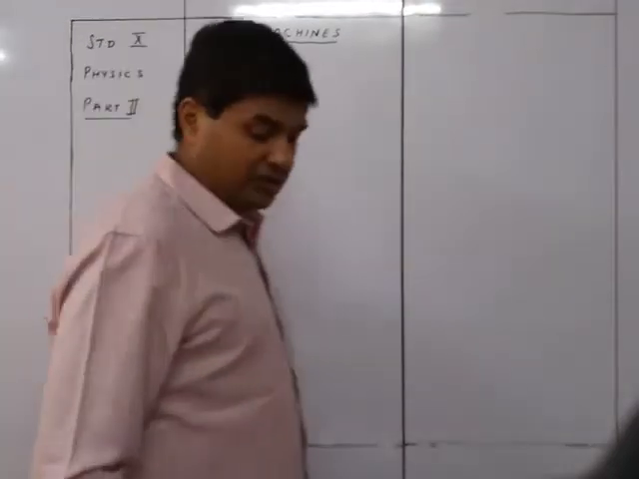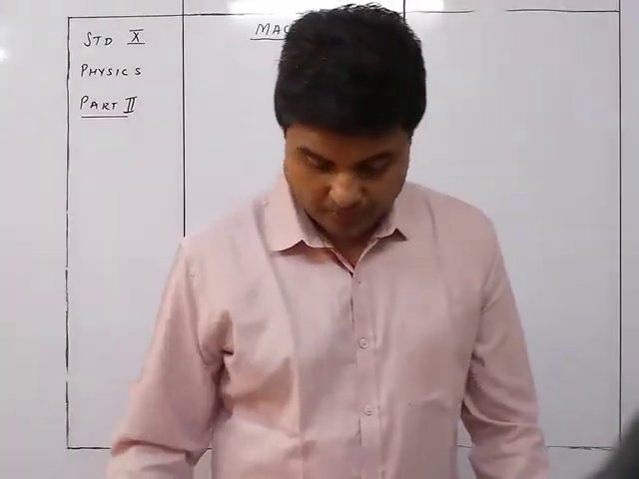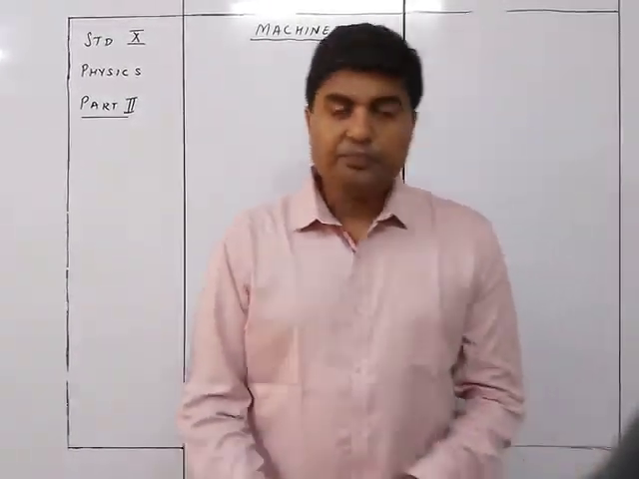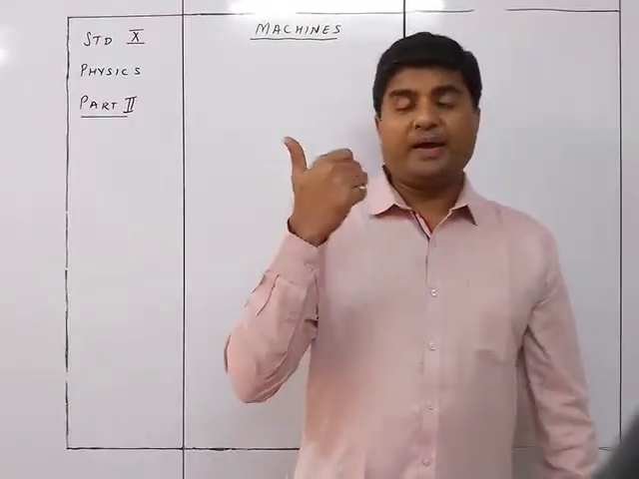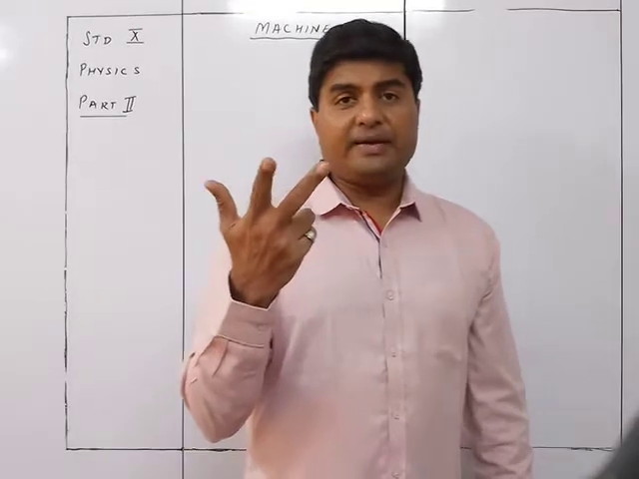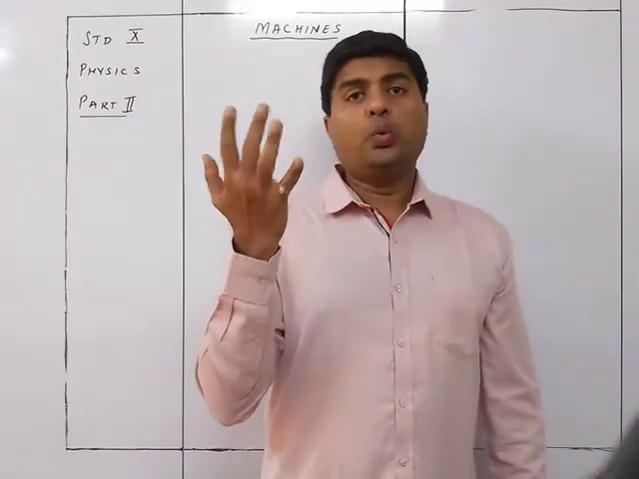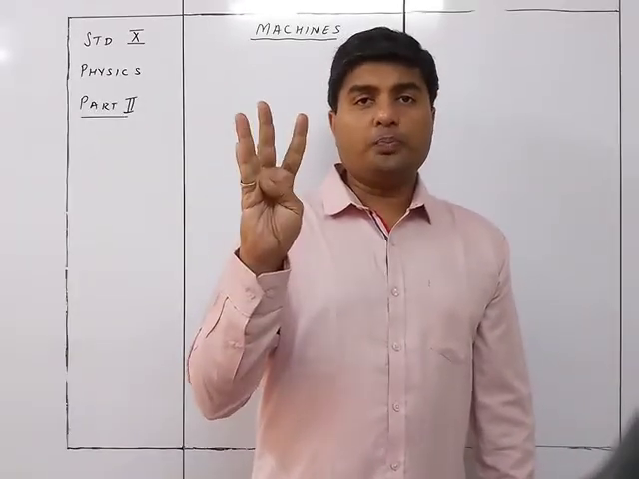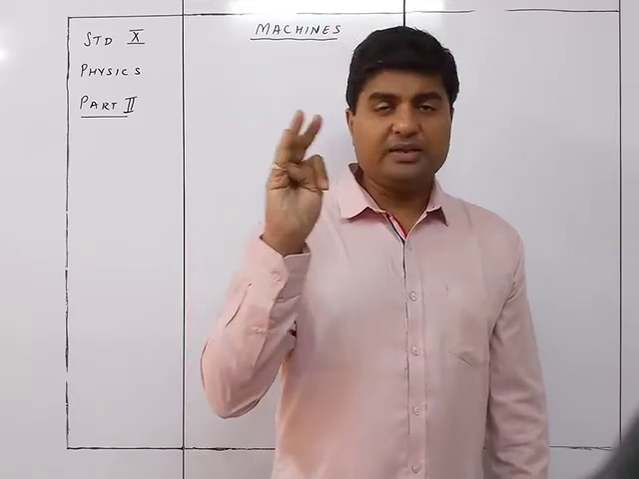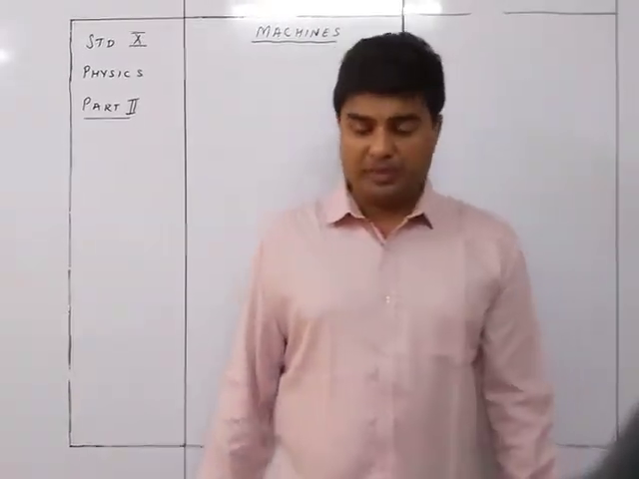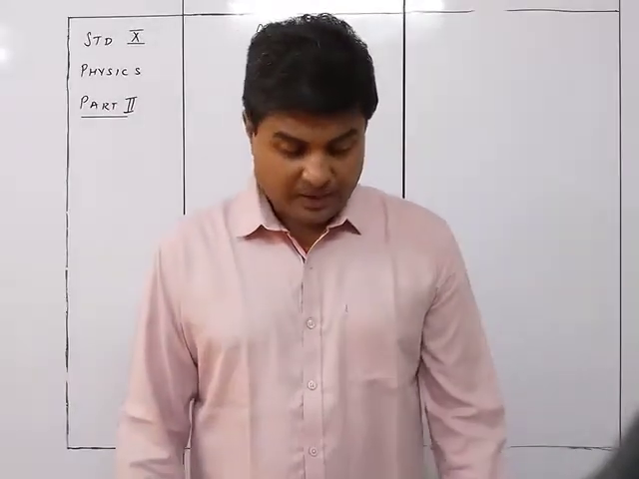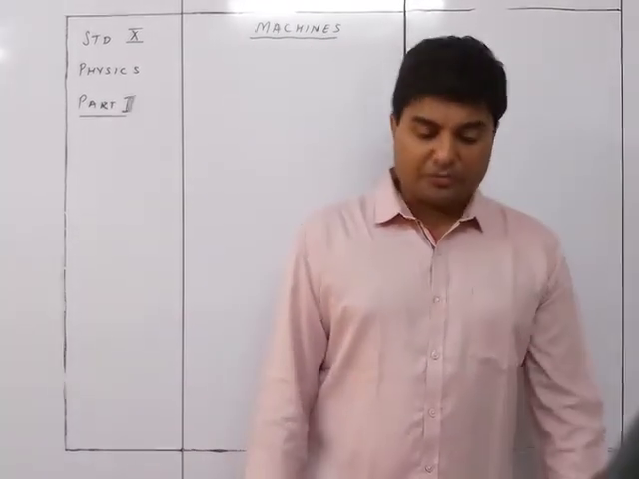So we continue further with the chapter machines. We just discussed the terms which are used in machines: load, effort, mechanical advantage, velocity ratio, work input, work output and efficiency. These were the 7 terms we should be aware of in machines. Now we see the principle of machine.